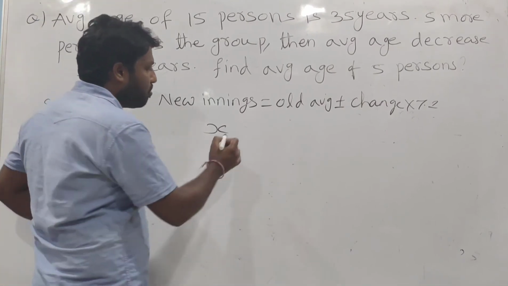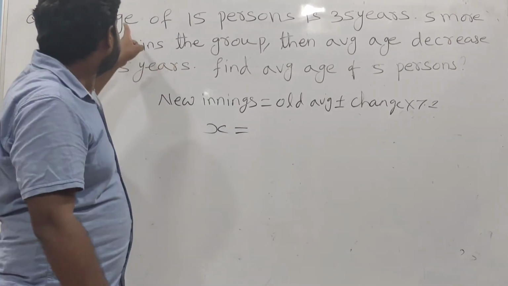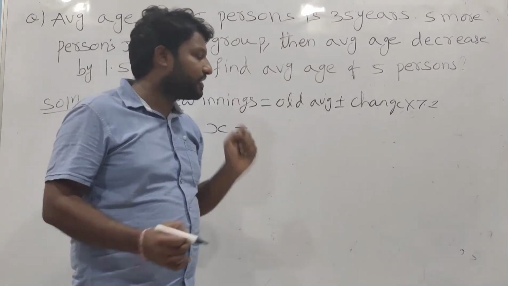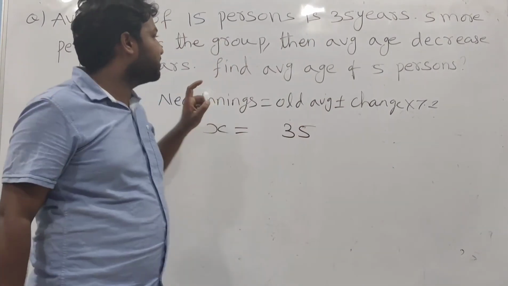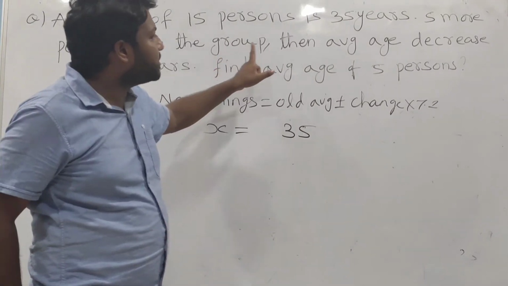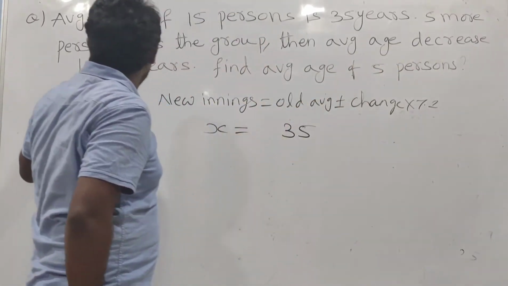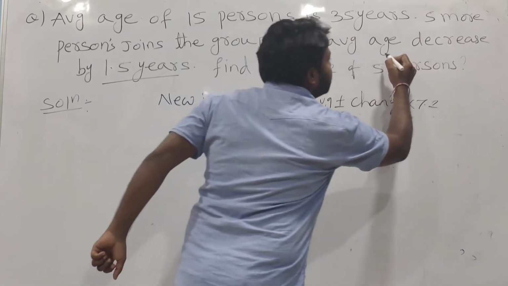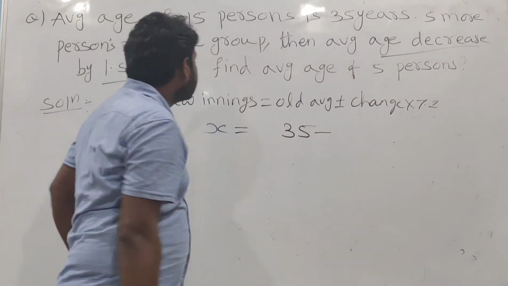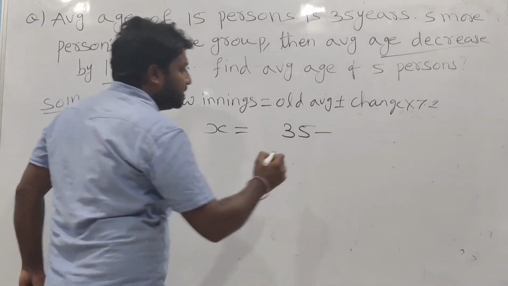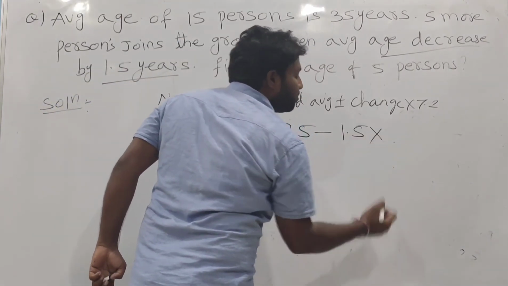New innings is equal to old average. What is the old average? Initially what is the average? 15 persons average is 35 years. Next, plus or minus change. So what do we have to take, plus or minus? Then the average decreases by 1.5 years. How much is the average decreased? If decreased, it means minus. How much is it decreased? Change is 1.5, into total innings.